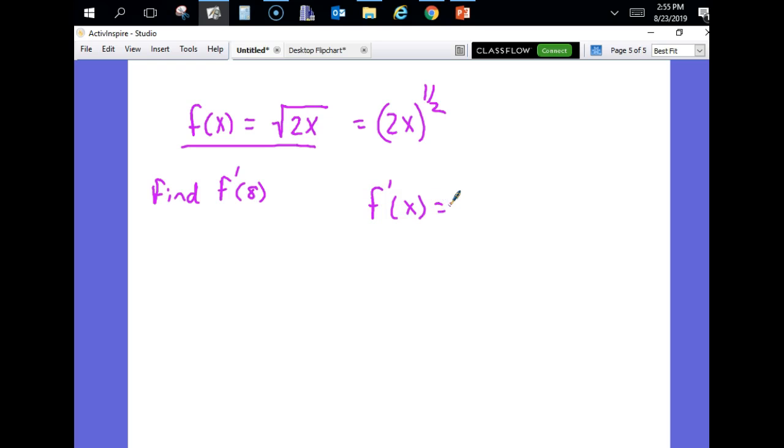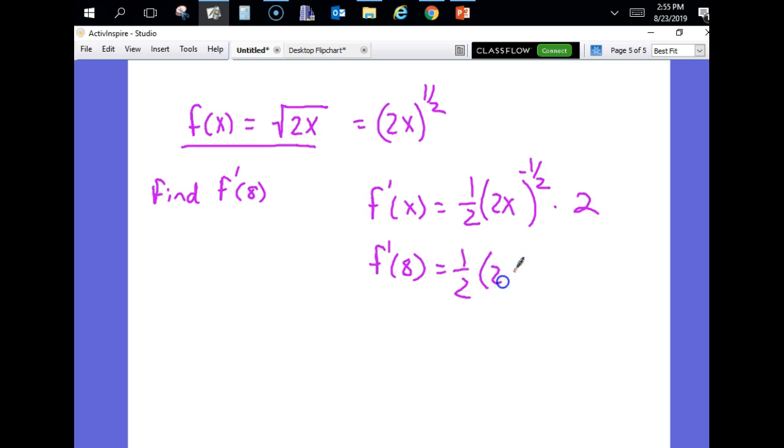So we take the 1/2, we put it in the front, right? We take 1 off of the power, that makes it -1/2, and then we do the derivative of the inside, right? So let's go ahead and simplify this a little bit. It's asking us to find f prime of 8. Two times 8. It's not 20, it's 2 times 8. Okay. Well, 2 times 8 is 16.